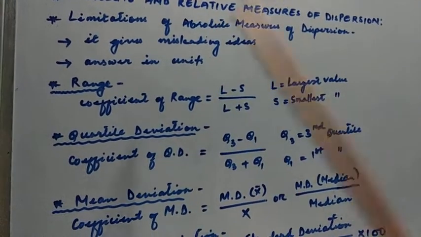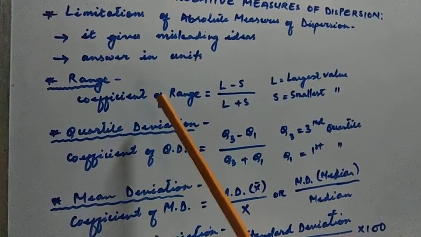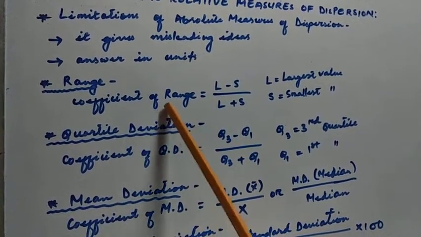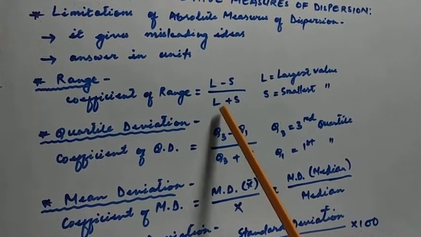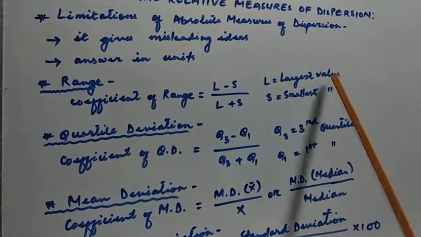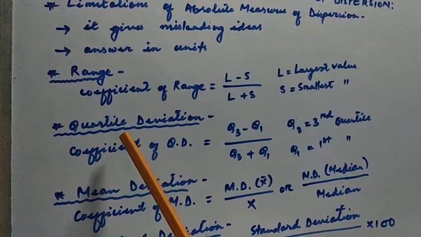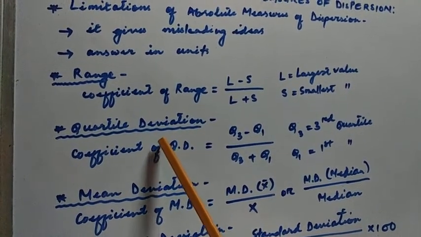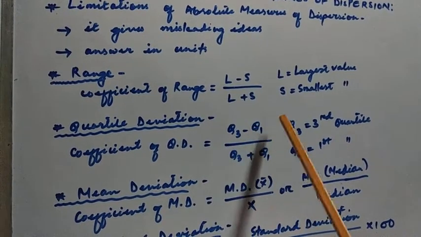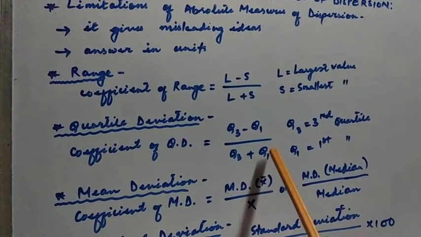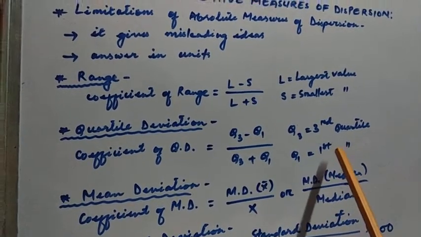For range, there is a coefficient of range, which is calculated as follows. Coefficient of range is equal to L minus S divided by L plus S, where L is the largest value and S is the smallest value. Similarly, for quartile deviation, it is the coefficient of quartile deviation, which is given by Q3 minus Q1 divided by Q3 plus Q1, where Q3 is the third quartile and Q1 is the first quartile.